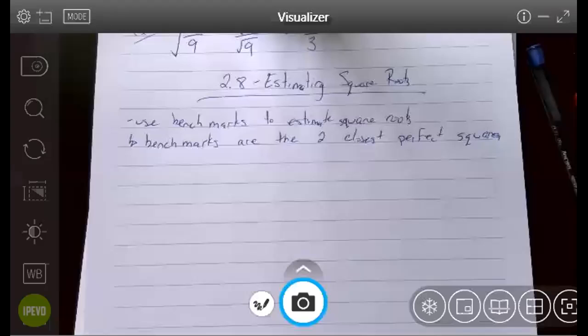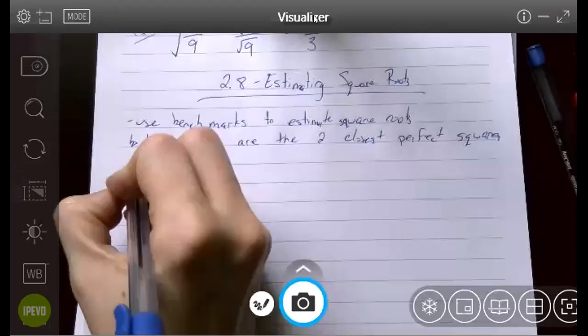Lesson 2.8 is about estimating square roots. So this is when we are given the square root of a non-perfect square, and you want to solve it without using a calculator. So to do this, we use benchmarks. And for those of you that are not familiar with that term, benchmarks are just the two closest perfect squares. They're the perfect squares on either side of the number that we are trying to estimate. And this is something that you should have done in grade 8.